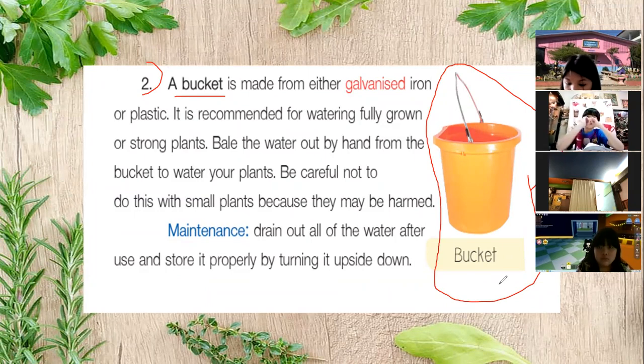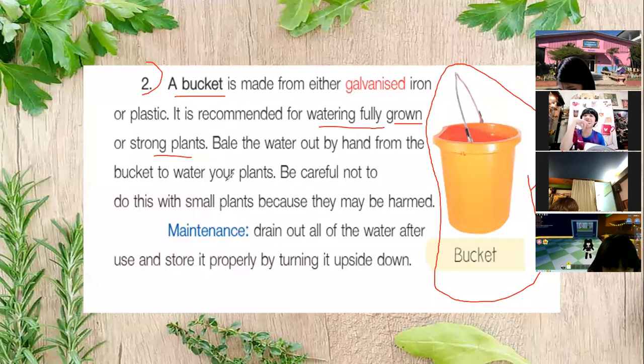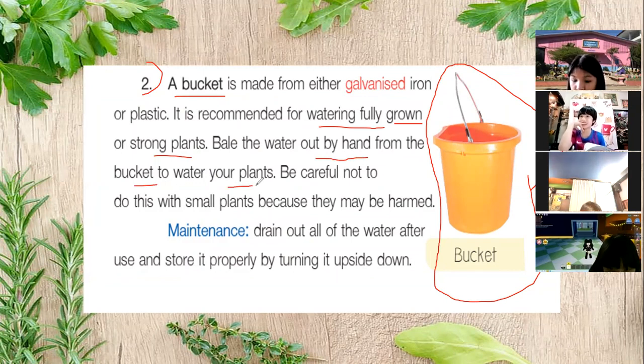Usually it is recommended for watering fully grown or strong plants, those which are strong enough and have already grown 100%. So we use a bucket to water them, right? Bail the water out by hand from the bucket to water your plants. You always have to be careful not to do this with small plants because they may be harmed.